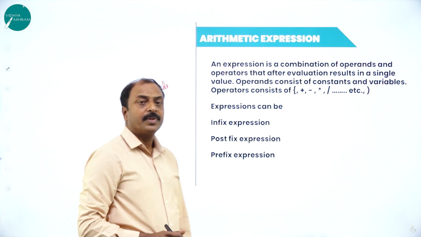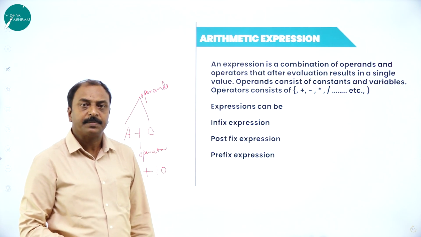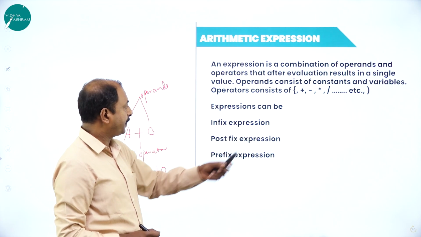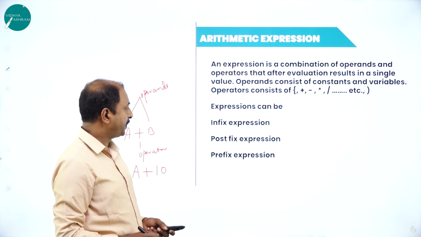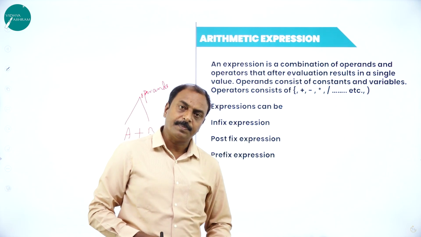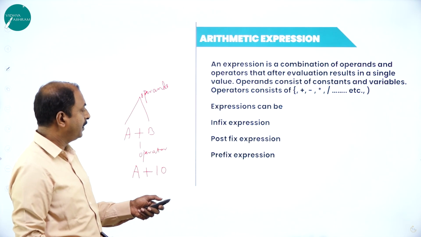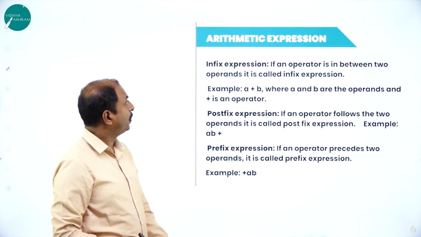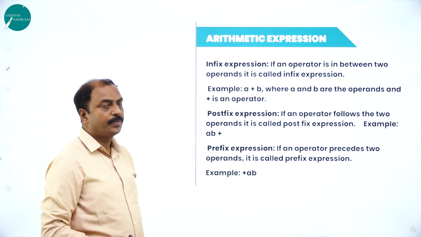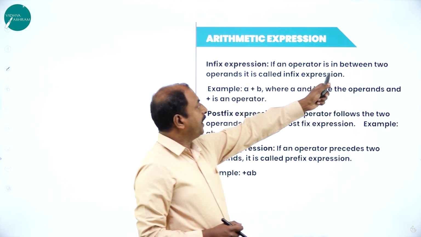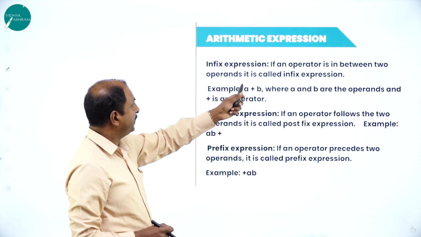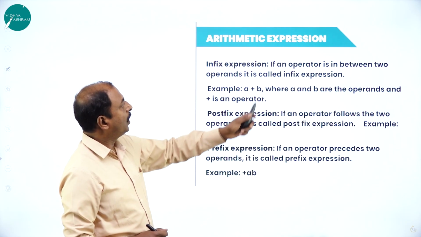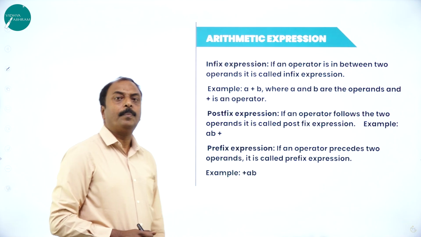Now let us see the different types of arithmetic expressions. Expressions can be infix expression, postfix expression and prefix expression. Now let us see the difference between these three. Now let us see the definition of infix expression. If an operator is in between the two operands, it is called infix expression. So here, the operator is between two operands.